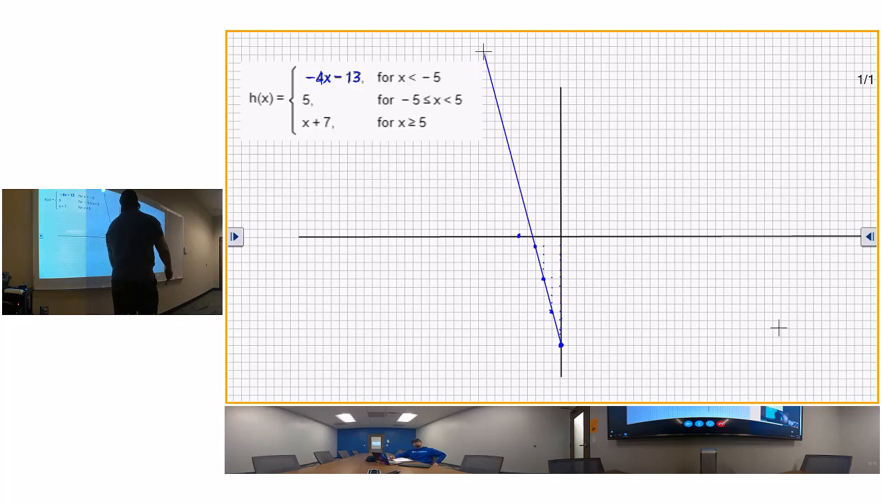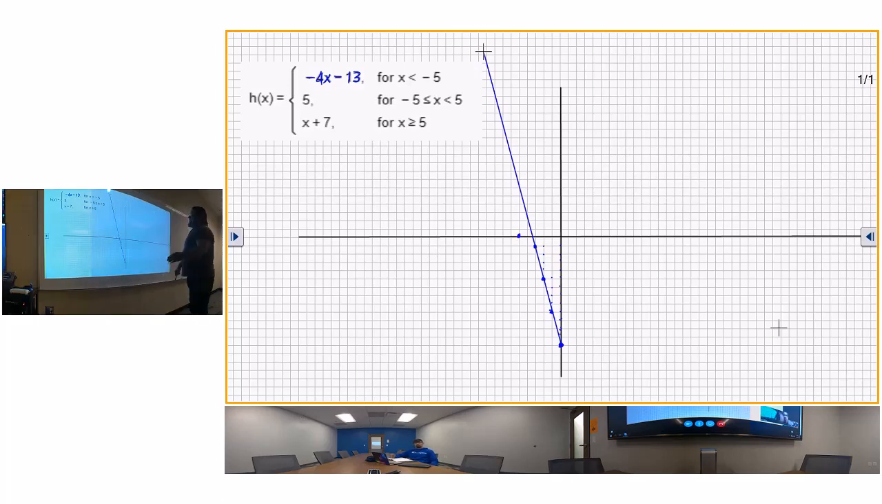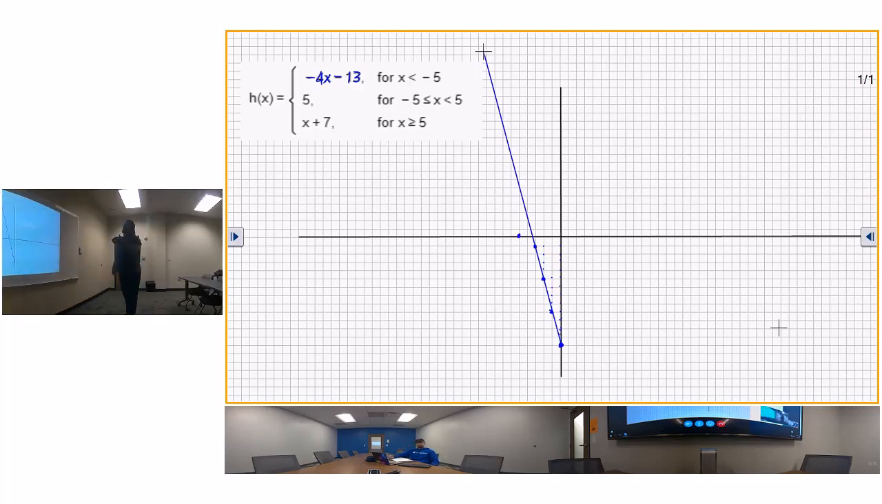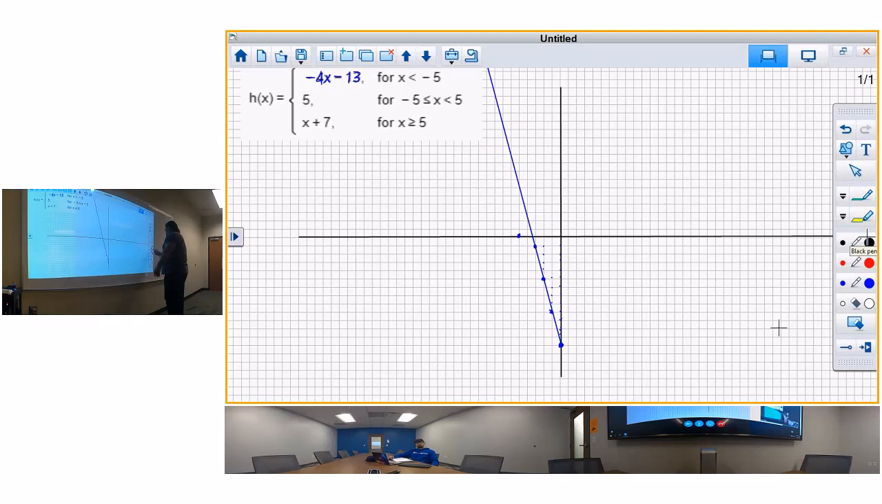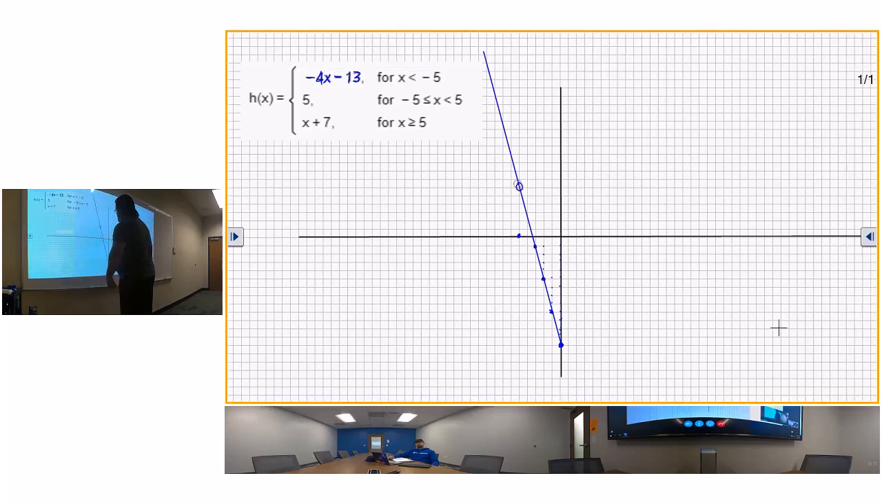Yes or no? Yeah. Now, I can only use numbers that are less than negative 5. So I'm going to draw a dot, and it's not equal to, so I'm going to take my blue marker and draw a dot right there. Now, I can't erase.